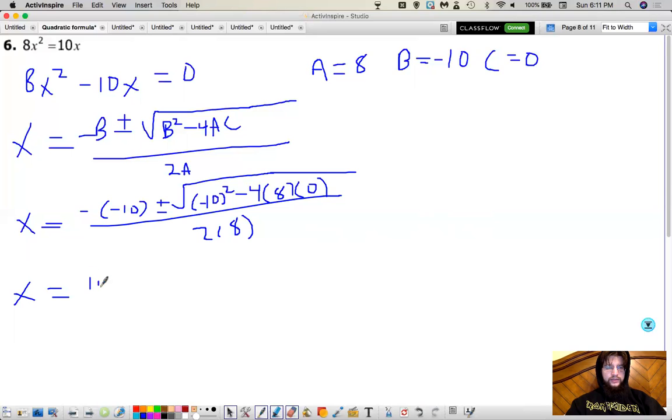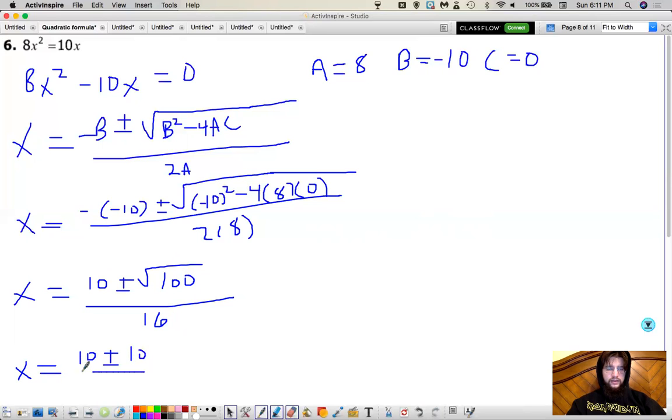That's going to be positive 10 plus or minus square root of, well, that's just 0, so that's gone. That's 100 over 16. X equals 10 plus or minus 10 over 16. Go ahead.